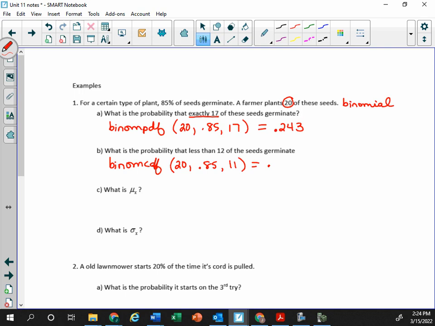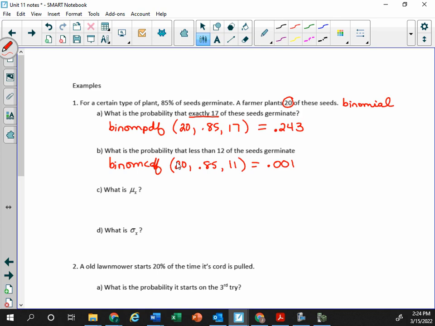And so we got something like 0.001? Okay. And that makes sense. If it's an 85% germination rate, 11 or fewer of them actually germinating, that makes sense that that'd be pretty unlikely, since we would expect 85% of them to germinate. Okay, so that's how you use the PDF and CDF for binom distribution.